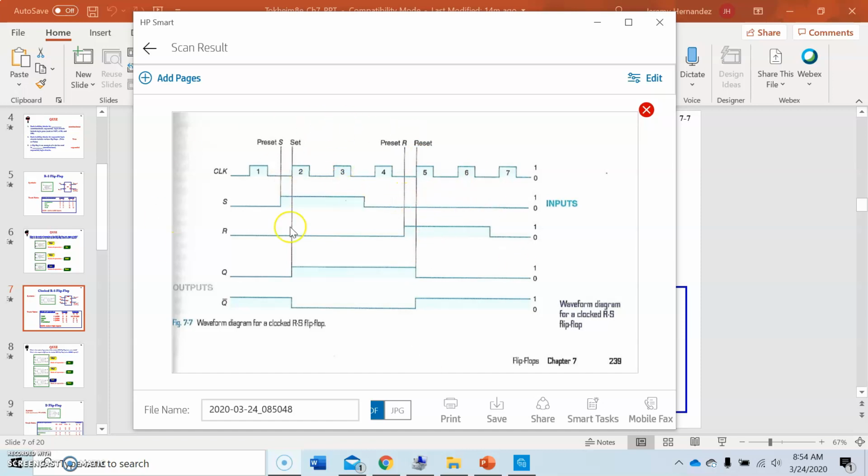And that's an important thing to understand. The trigger is the rising edge of this active high clocked RS flip-flop. If it was active low, we would see the state change on the trailing edge, or the falling edge of the clock signal. And that's just something to pay attention to.